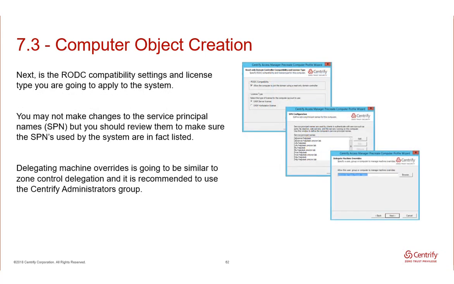The next stage of the computer creation process is to identify the RODC compatibility settings and license type that you're going to apply to the system. You may not make any changes to the service principal names, or SPNs, but you should review them to make sure the SPNs used by the system are in fact listed. Delegating machine overrides is going to be similar to zone control delegation, and it is recommended to use the Centrify Administrators group as the initial zone control delegation.